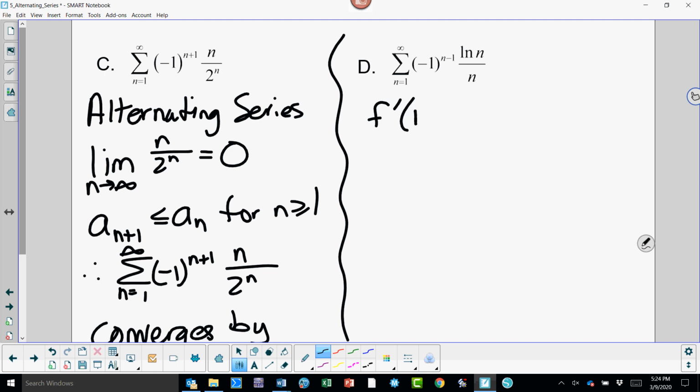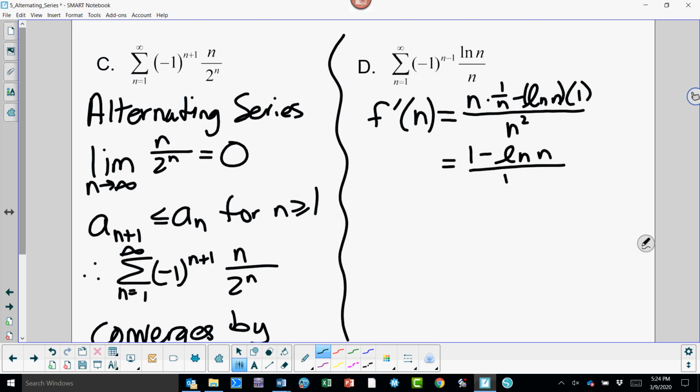So if we look at f prime of n, we do the derivative of this a sub n term, and we're going to get bottom times derivative of the top minus the top times the derivative of the bottom, all over the bottom squared. If we simplify this, we're going to have 1 minus ln of n over n squared, and we want to find the critical points. Well, one critical point would be when n equals 0, but 0 is not in the interval here.